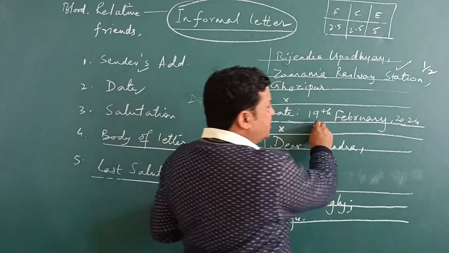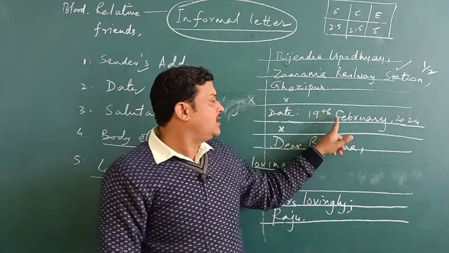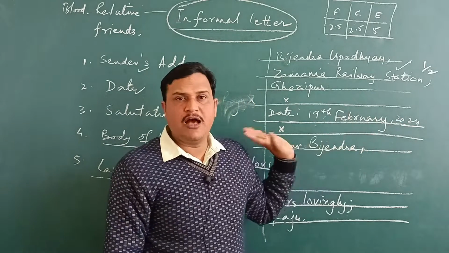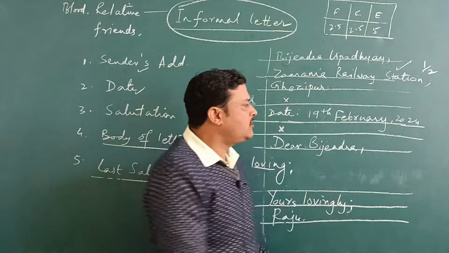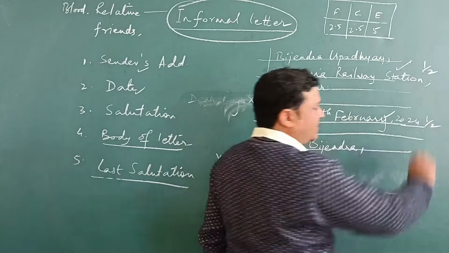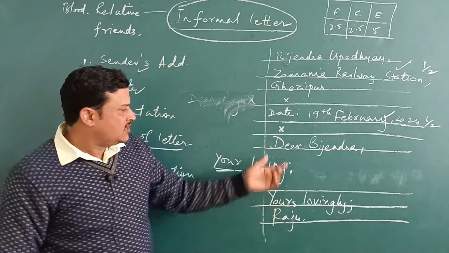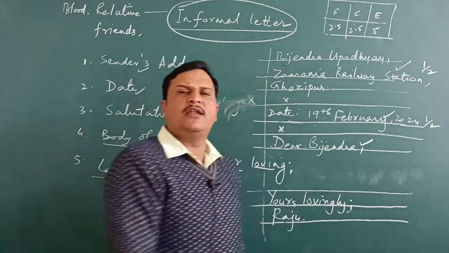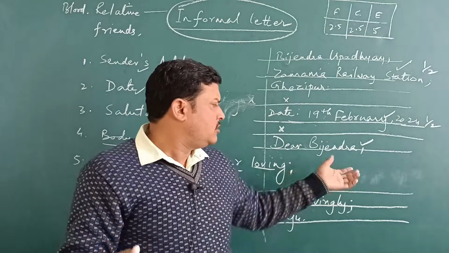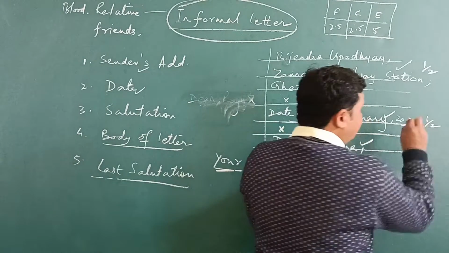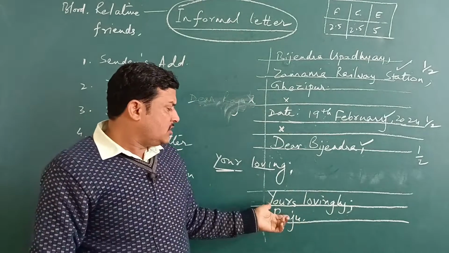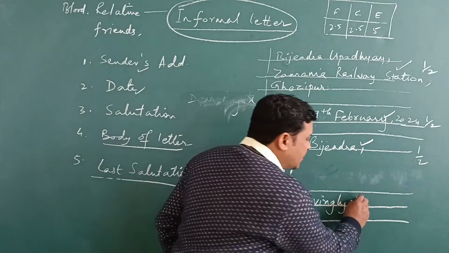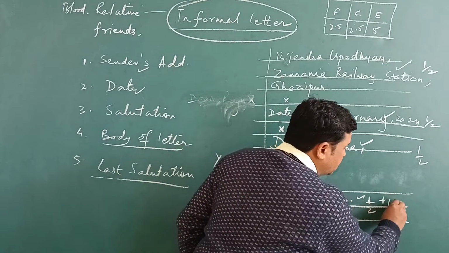Second point, date: the ordinal number is there, F must be capital, and 2000. If you have written the correct format of the date, then you will get half marks here. Next, salutation. If your salutation is right, Dear Friend and all these things you can write, then you will get half marks.